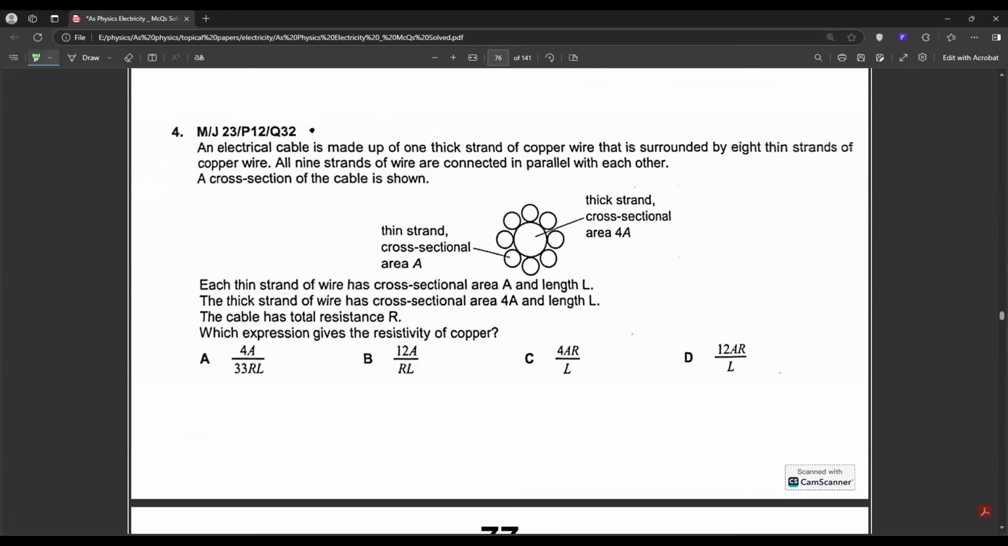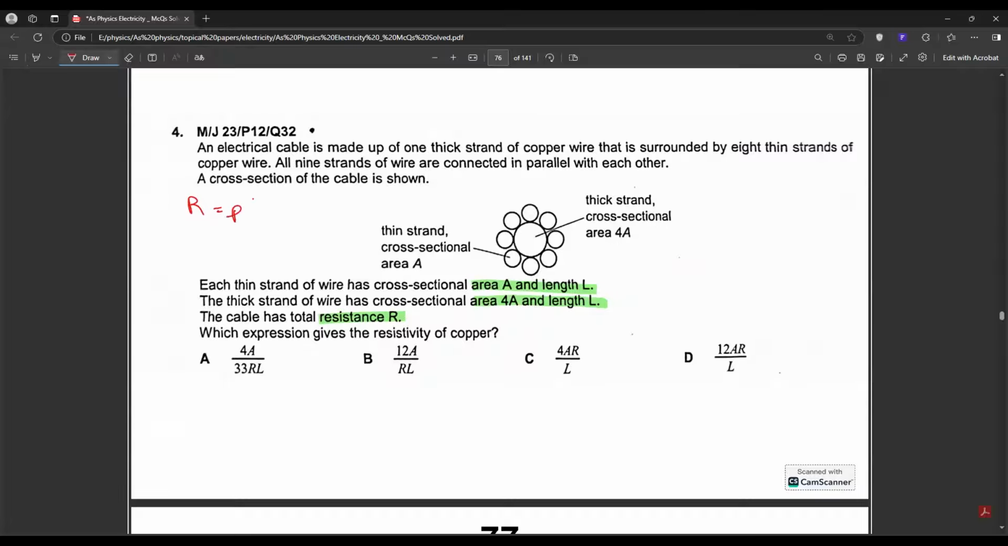An electrical cable is made up of one thick strand of copper wire that is surrounded by eight thin strands of copper wire. All nine strands of wire are connected in parallel with each other. A cross section of the wire is shown. Each thin strand of the wire has a cross sectional area A, length L. Each thick strand of the wire has a cross sectional area of 4A and a length of L. The cable has a total resistance R.